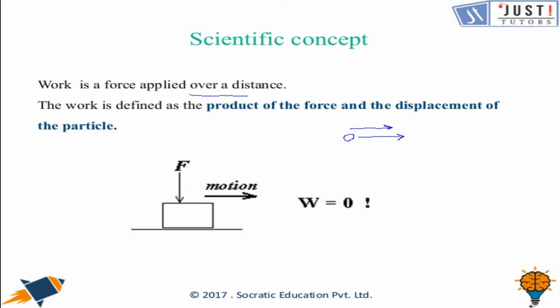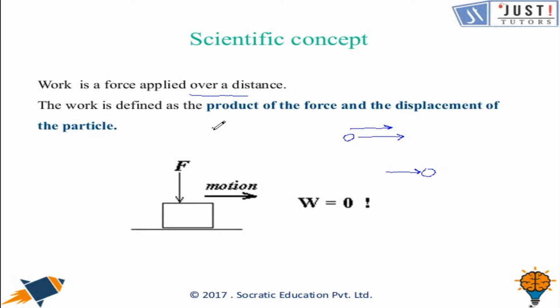There are two situations where the total work done will be zero. If the displacement of the object is zero, then whatever the amount of the force, the total work done will be zero. Let's say we have an object here and we are applying force in any direction and it is not moving, so the work done will be zero, because as the definition says, the product of the force and the displacement of the particle is equal to work.